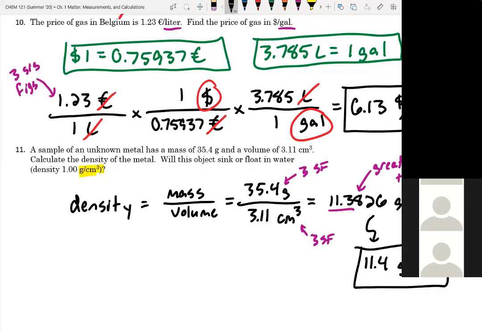All right, so the second part of this question, will this object sink or float on water? Whoops, I forgot my cubed. Here we go. So what do you think? Do you think if it has a higher density, it will sink or float? It'll sink. Yeah, if you think about it, something dense wants to sink down. If something's not dense, it's typically going to float. So in this case, this will sink, which is kind of cool.